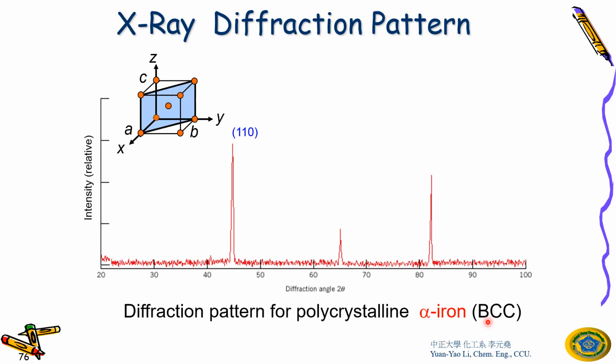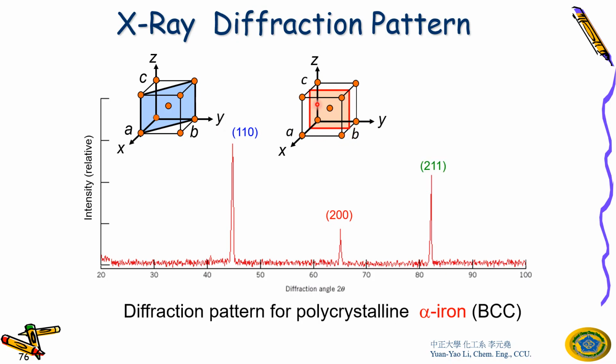So this iron is BCC. This 110 plane is this one. This peak represents this plane. Okay, and this is 200. 200 represents this plane. And this 211 represents this plane.